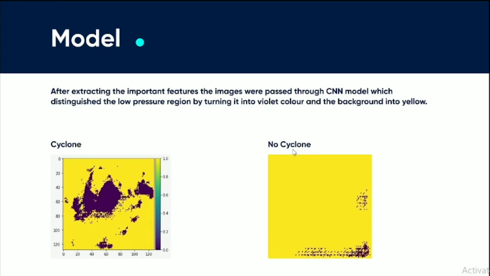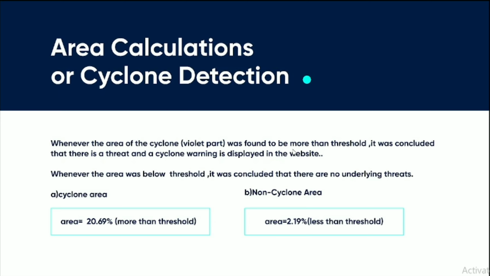Moving forward, to find out whether a particular low pressure will develop into a cyclone, we compare the percentage of violet, or the percentage of low pressure, with the threshold value. If the percentage of violet is greater than the threshold value, that means there is a chance of cyclone, and if it is less than the threshold value, there is no cyclone. Since the area was found to be 20.69, which is much more than the threshold value, we can conclude that there is a chance of cyclone over here, and in case of B, there is no chance of cyclone.